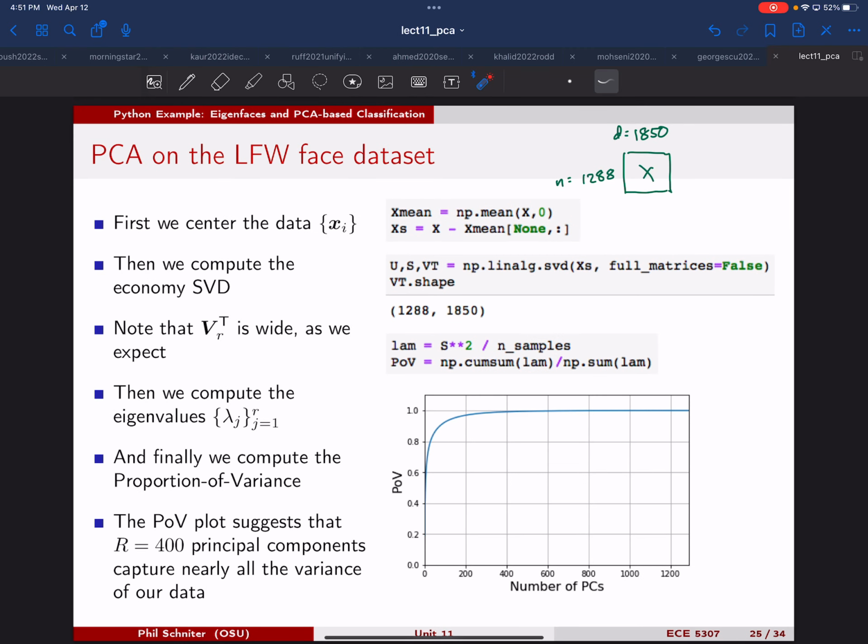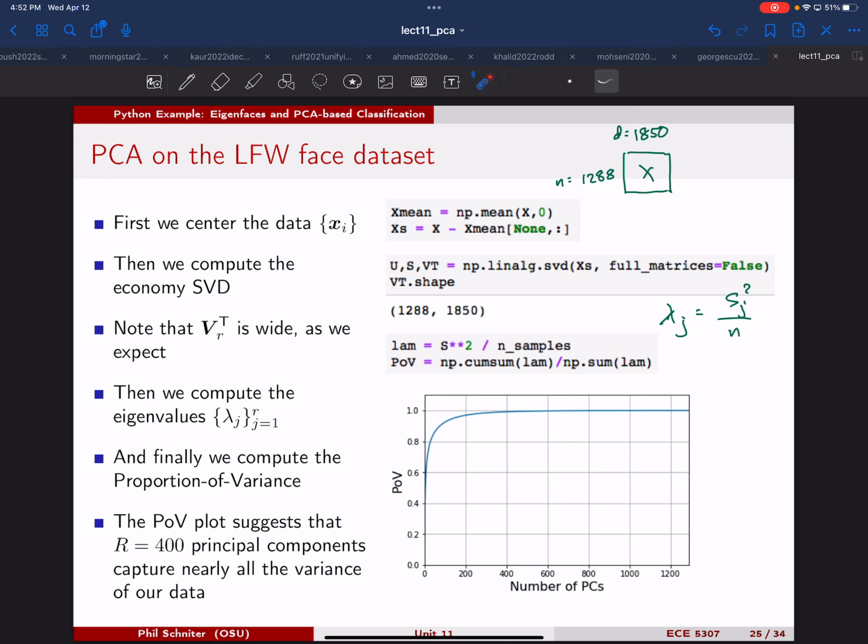And next thing we can do is compute the proportion of variance, which is going to be an indication of the quality as a function of how much compression we do. So for that, we need to compute lambda. And we saw that lambda j is sj squared over n, where sj is the singular value. So we square the elements in the singular value vector, we divide by the number of samples in our data set, and we get our lambda vector.